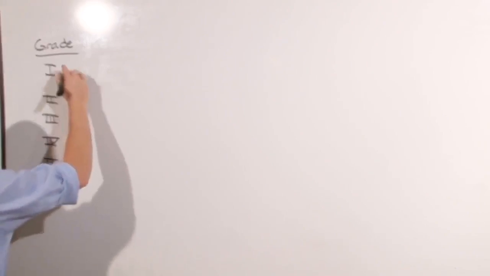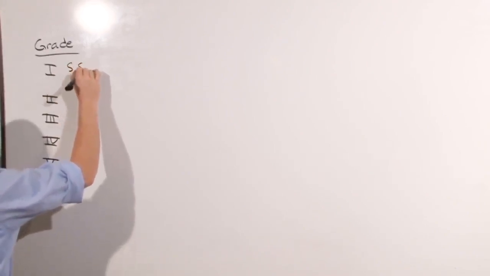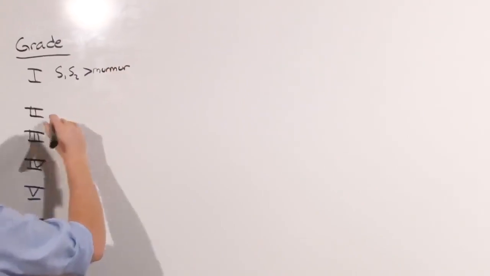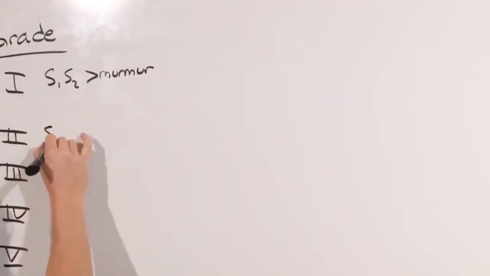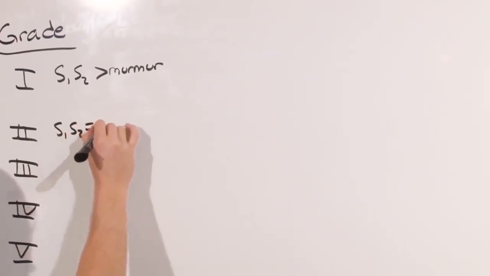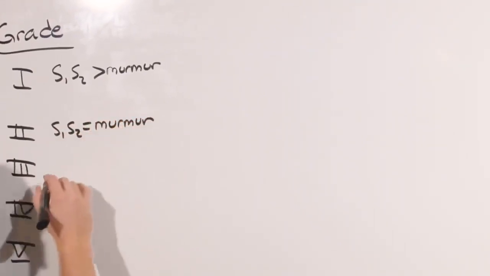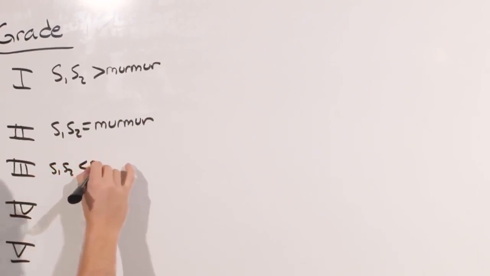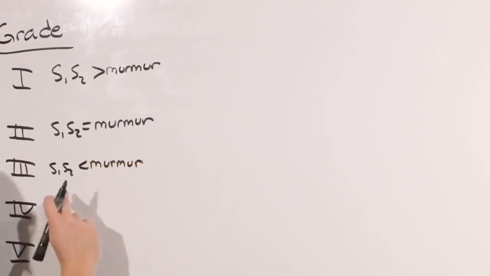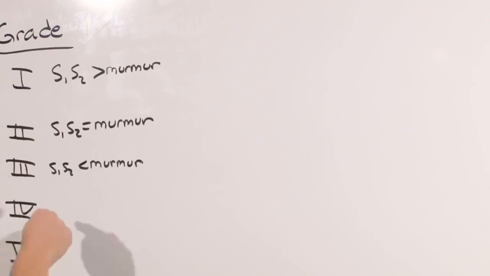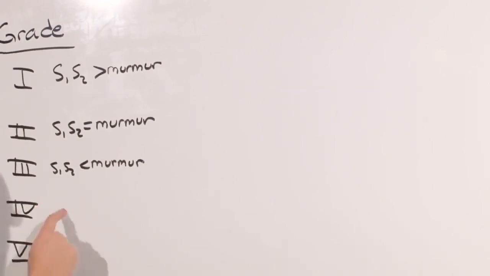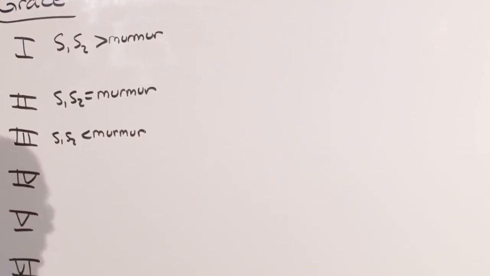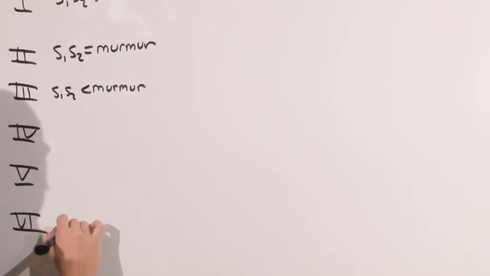Grade 1 murmurs are where the normal heart sounds, S1 and S2, are louder than the murmur itself. Grade 2, therefore, where the sounds of the heart are equal to the murmur. Grade 3, S1 and S2 are softer than the murmur. That is, the murmur is louder than S1 and S2. After that, it gets difficult to understand why it's graded 4, 5, and 6. 6 is going to be hearing the murmur without a stethoscope.